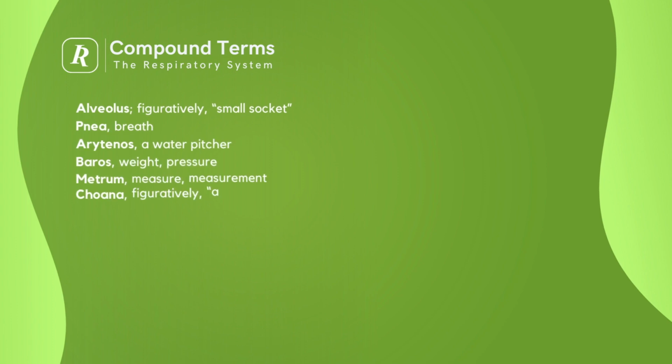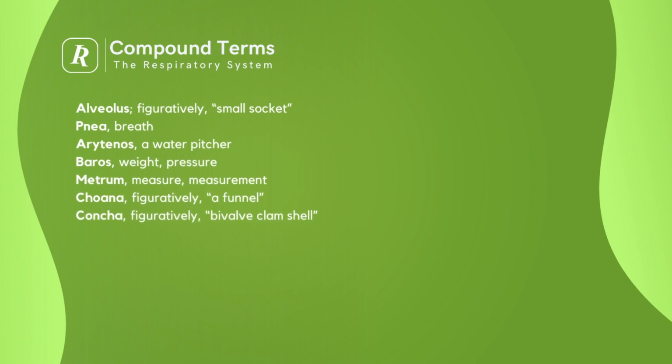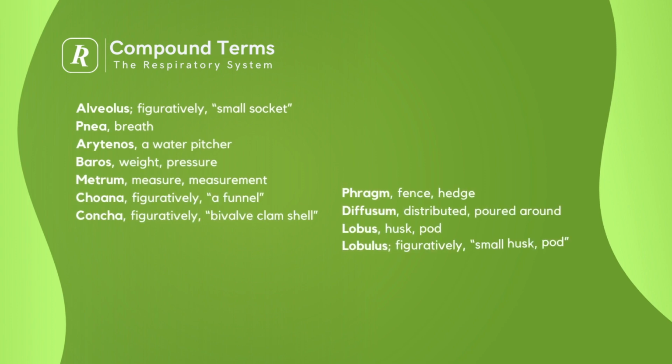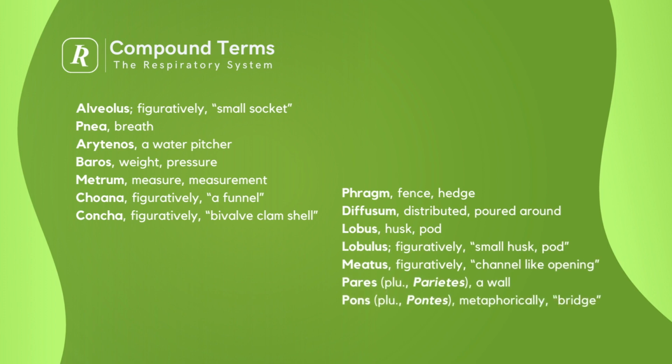Others are figurative images for the terms. Take note of the imagery of the following roots for respiratory terms. Familiarity with these roots will give you a handle on the language of anatomy and physiology. Alveolus figuratively means small socket. Apnea, meaning breath. Arytenoid, a water pitcher. Baros, weight, pressure. Metrum, measure, measurement.